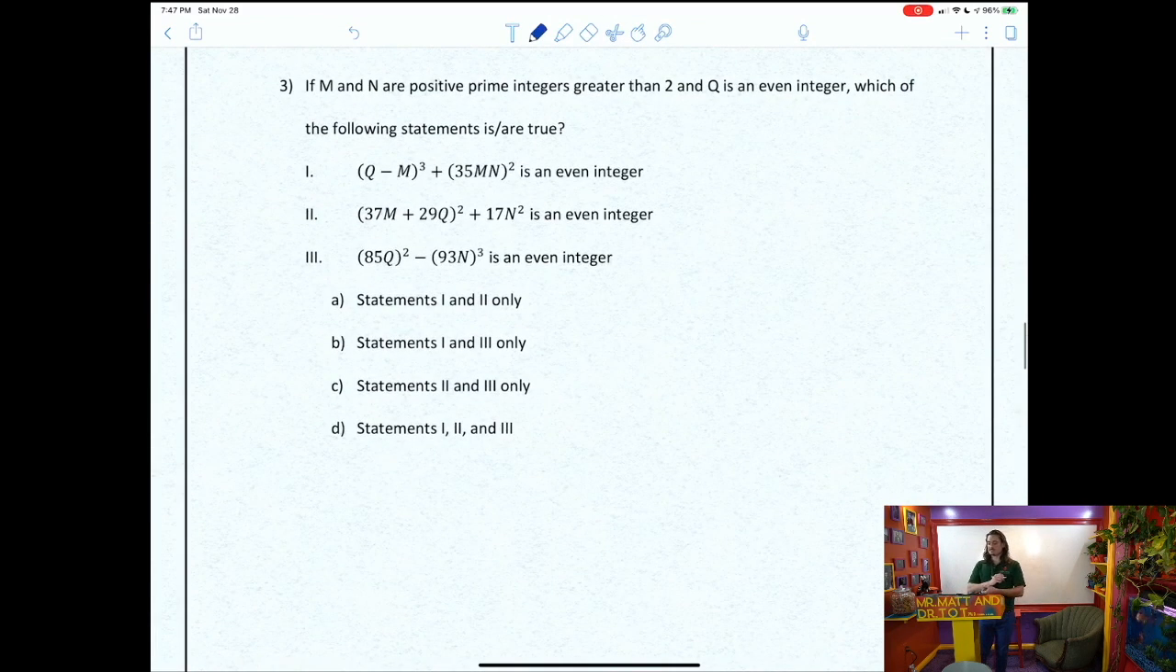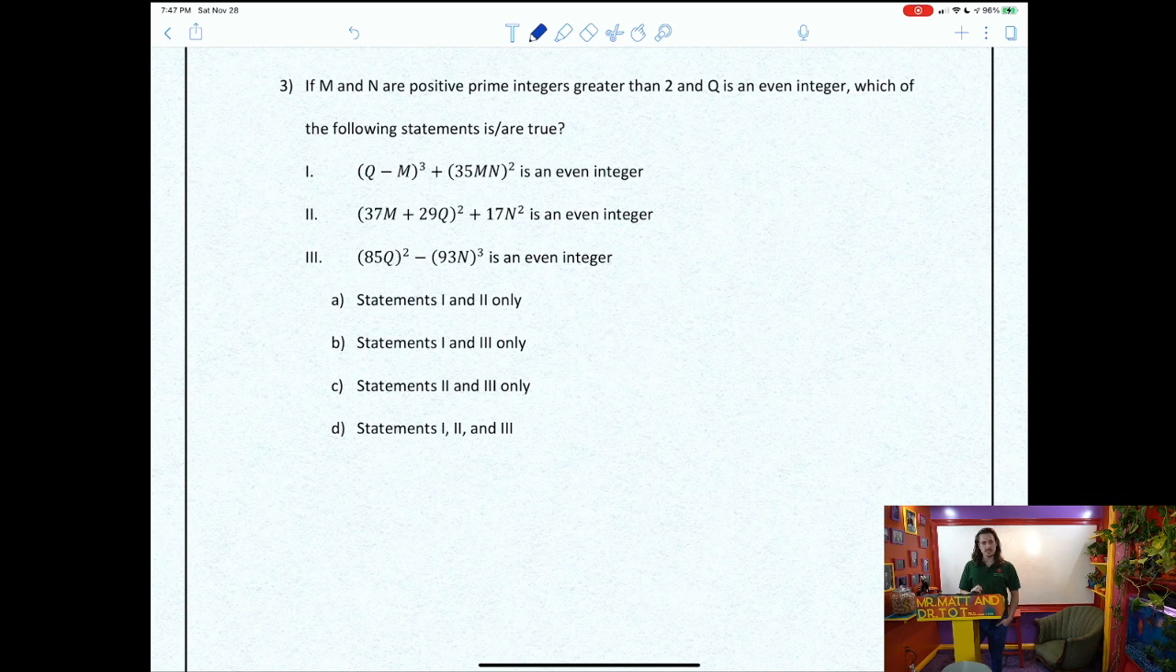Question number 3 asks, if m and n are positive prime integers greater than 2 and q is an even integer, which of the following statements is or are true? Statement 1 says the quantity q minus m quantity cubed plus the quantity 35 times m times n quantity squared is an even integer. Statement 2 says the quantity 37m plus 29q quantity squared plus 17 times n squared is an even integer. Statement 3 says the quantity 85q quantity squared minus 93n quantity cubed is an even integer.